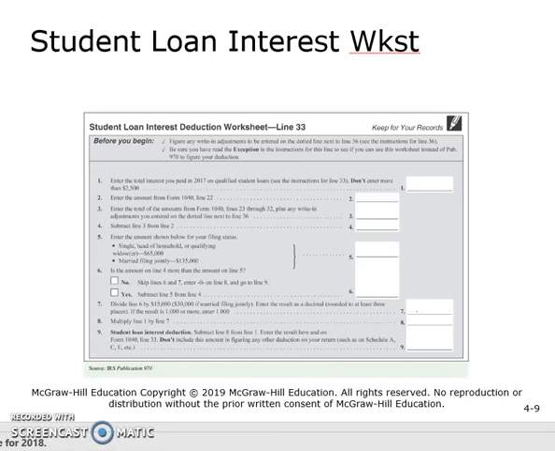So this is the worksheet that will be prepared when you're filing your taxes. You can use this worksheet to calculate what your student loan interest deduction would be. This isn't something that is filed with your tax return. You do keep this for your records, but you would transfer your ending total here on line 33 of your 1040.